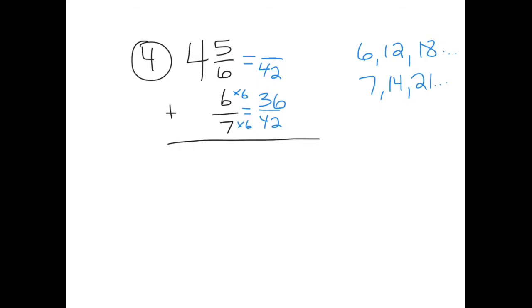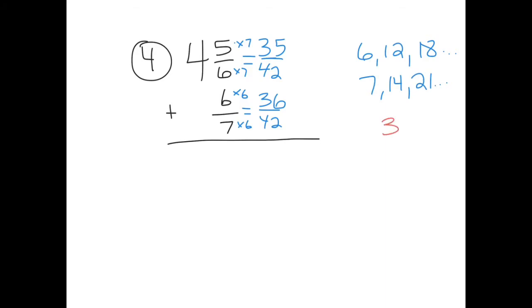Now 5/6, I need to figure out what I'm going to have to do to get to 42. Well, again, I'm going to be splitting each of those sixths 7 different ways because 6 times 7 is 42. Whatever I do to the denominator, I do the same to the numerator. 5 times 7 is 35. So now I just add the way I add.